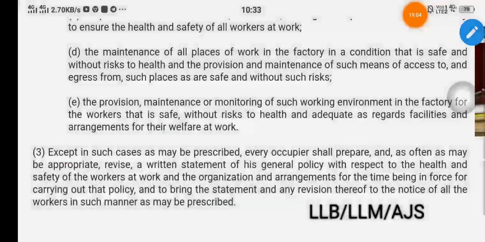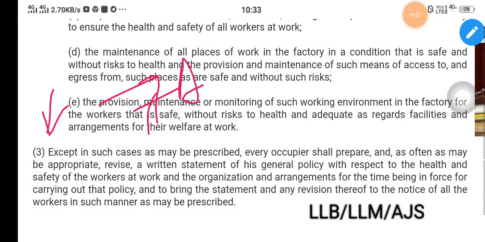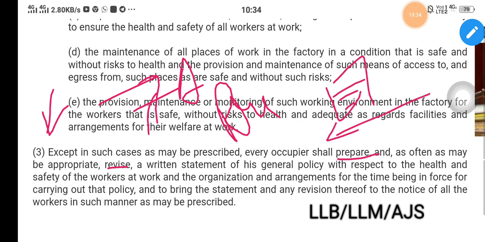Section 7A, subsection 3 provides that, except in such cases as may be prescribed, every occupier shall prepare and, as often as may be appropriate, revise a written statement of his general policy. What will the occupier do? He will prepare, or as often as may be appropriate, revise. Not only prepare, but after that he can revise it as well. But what will he prepare? A written statement, in written form, of his general policy. With respect to what kind of policy? He will prepare a policy, but in respect to what? With respect to the health and safety of the workers.